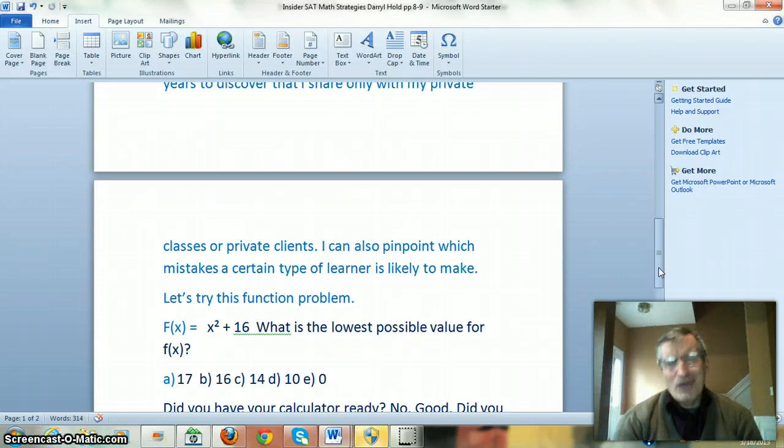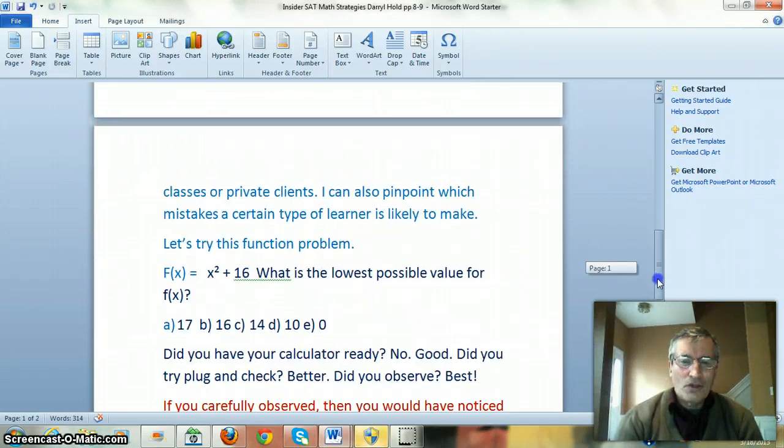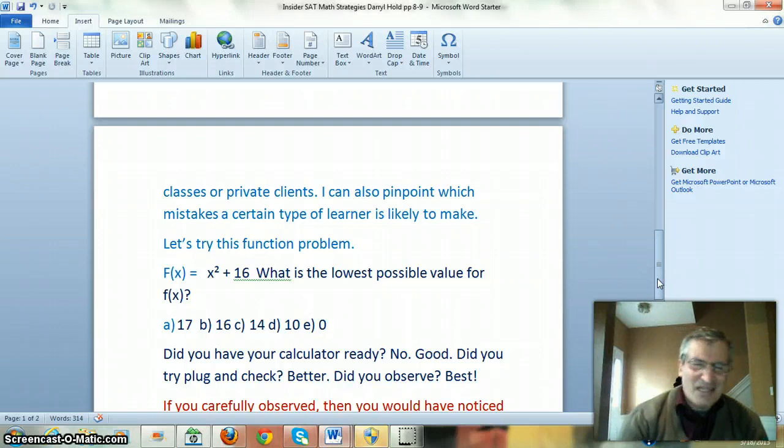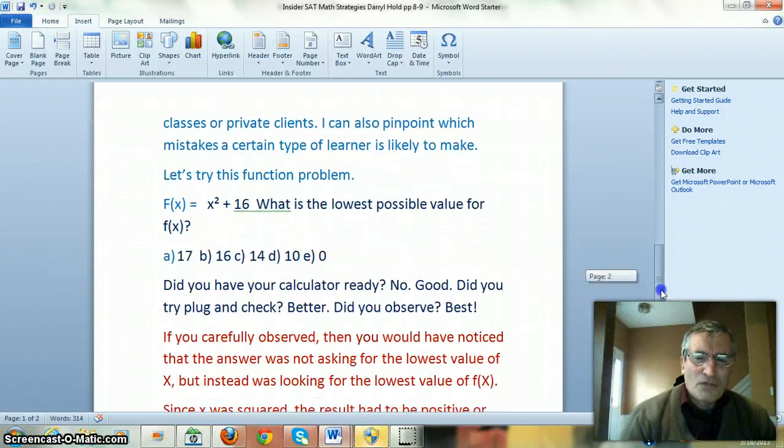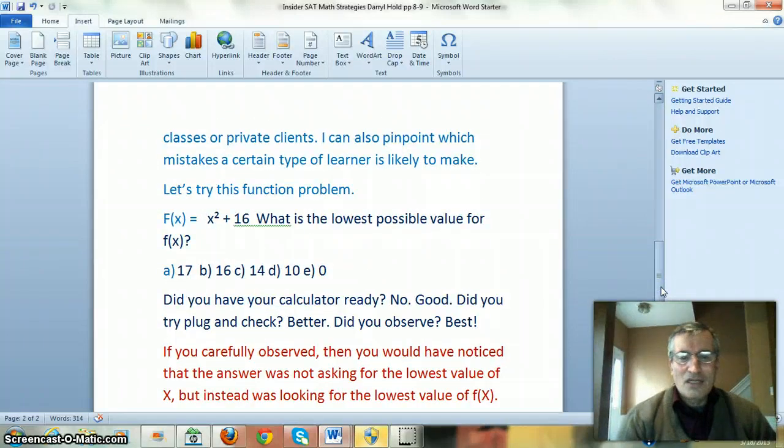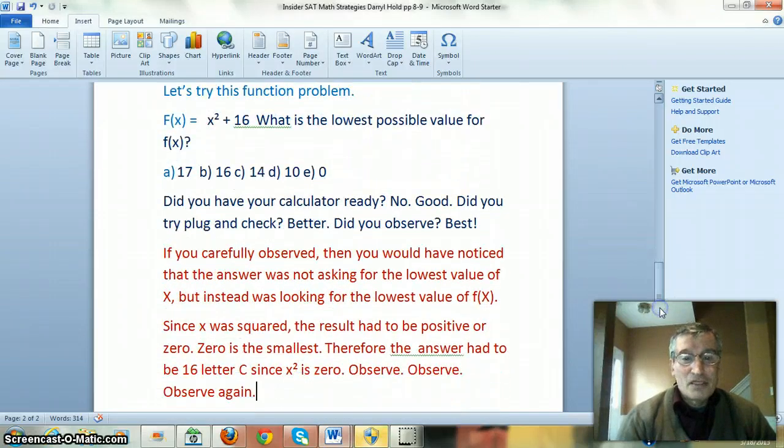Did you have your calculator ready? No? Good. Did you try plug and check? Better. Did you observe? Best. If you carefully observed, then you would have noticed that the question was not asking for the lowest value of x, but was instead looking for the lowest value of f of x. Since x was squared, the result had to be positive or 0. 0 is the smallest. Therefore, the answer had to be 16, since x squared is 0.